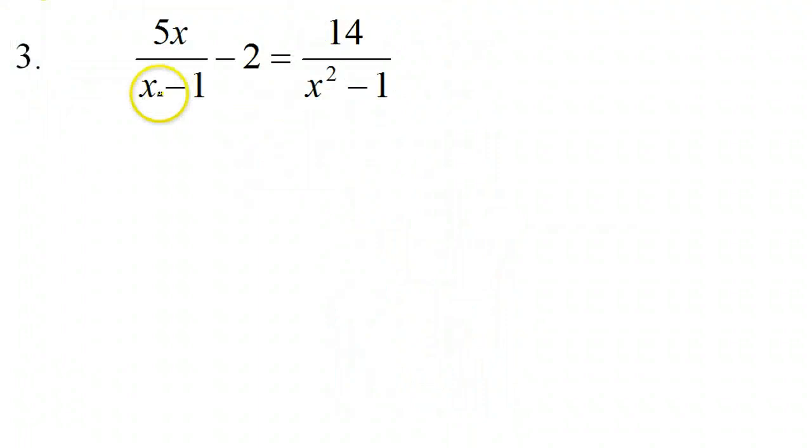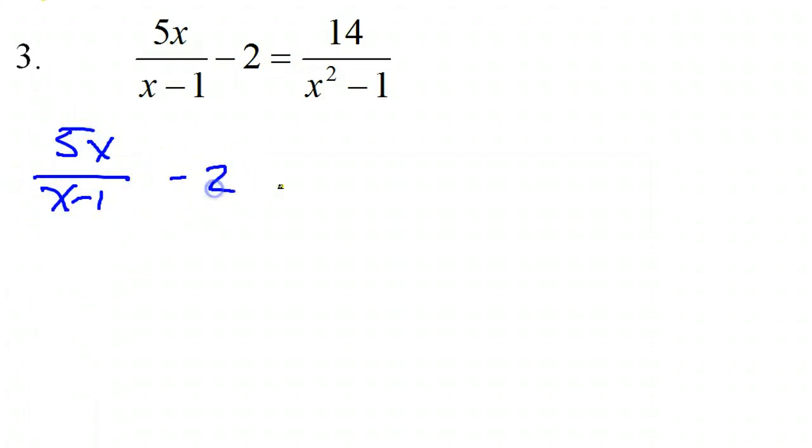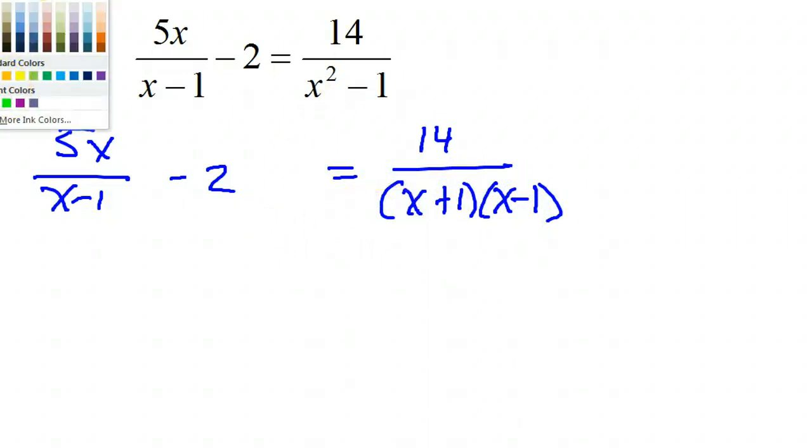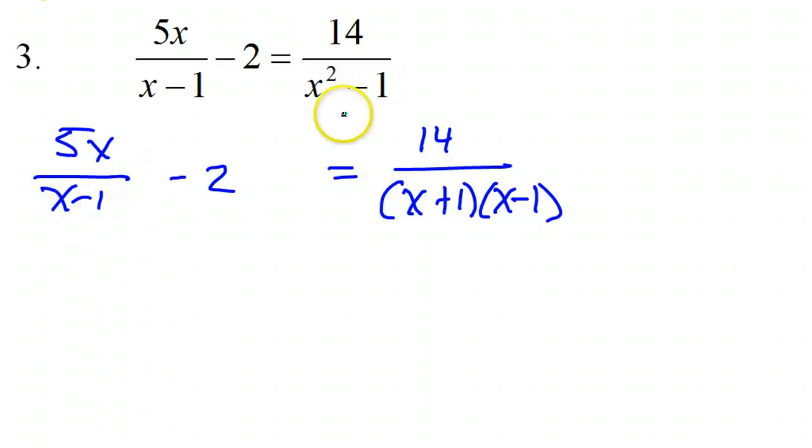All right, let's take a look at number 3. We should factor this before we really get started. So we will have 5x over x minus 1, and then we have minus 2 equals. Now this will factor, so I'm going to have x plus 1 times x minus 1. So let's go ahead and mention the restrictions now. Based on this, x cannot equal 1. Based on this factor, x cannot equal negative 1. And this would give us x cannot equal 1 again.